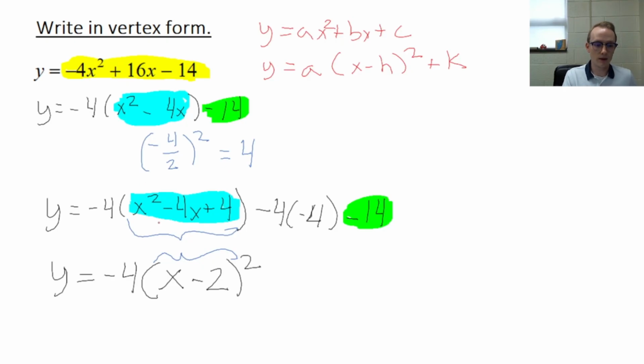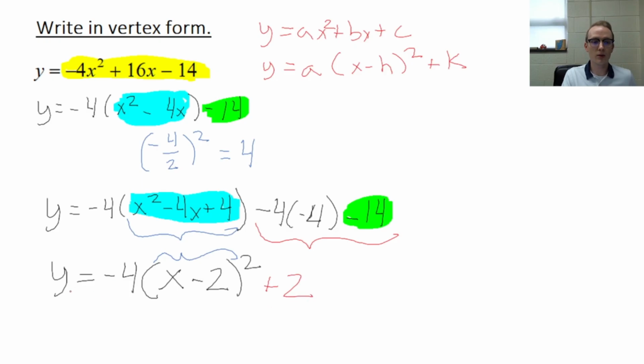So we've completed the square. We rewrote x squared minus 4x plus 4 as x minus 2 squared. And now our last job is to combine our like terms right here. Minus 4 times negative 4 minus 14. Well, negative 4 times negative 4 is positive 16. So we have plus 16, and we still have that minus 14. What is 16 minus 14? Well, that's just 2. So we have a plus 2 here on the end.